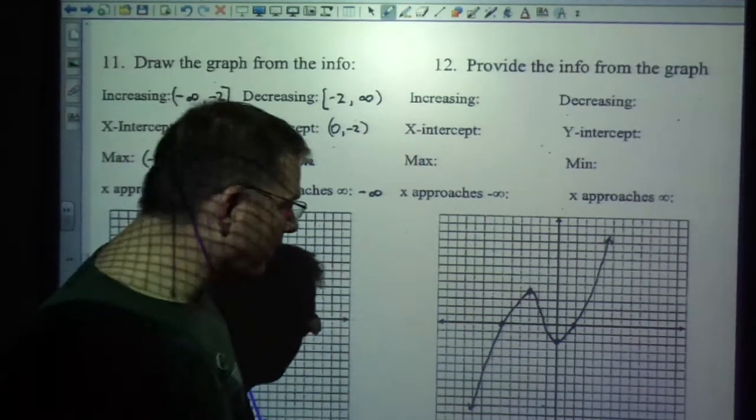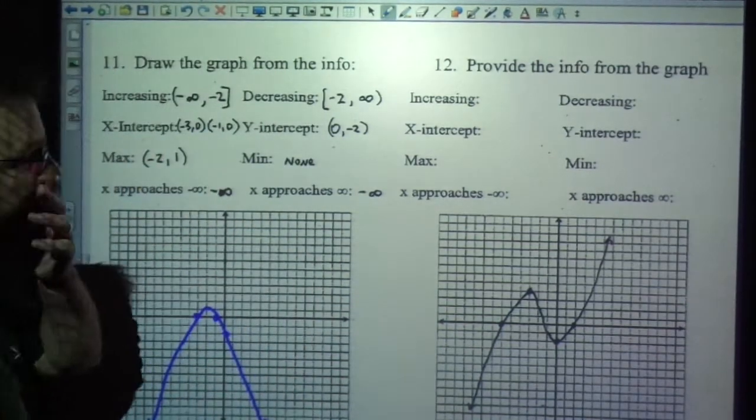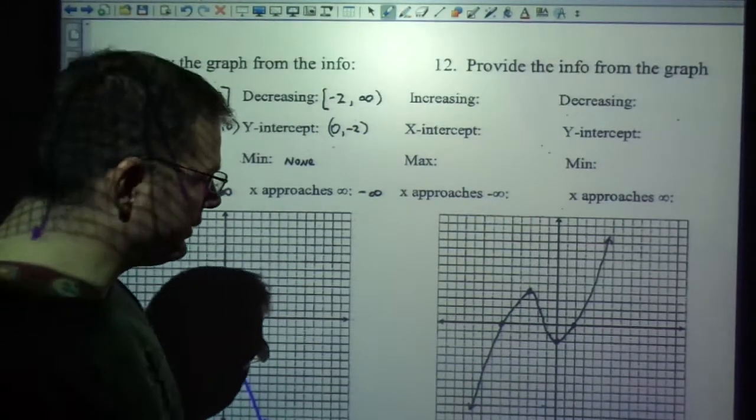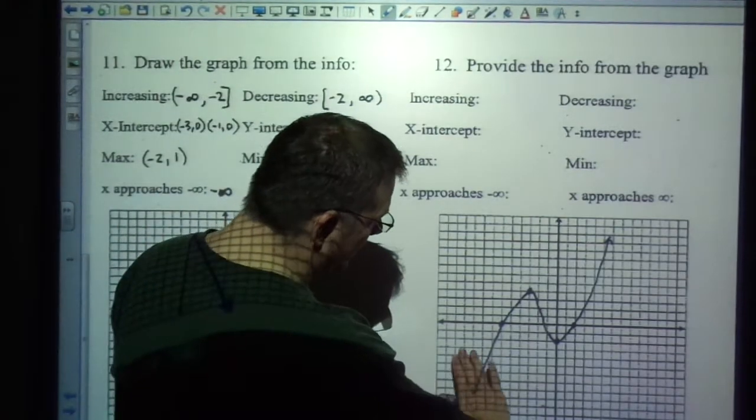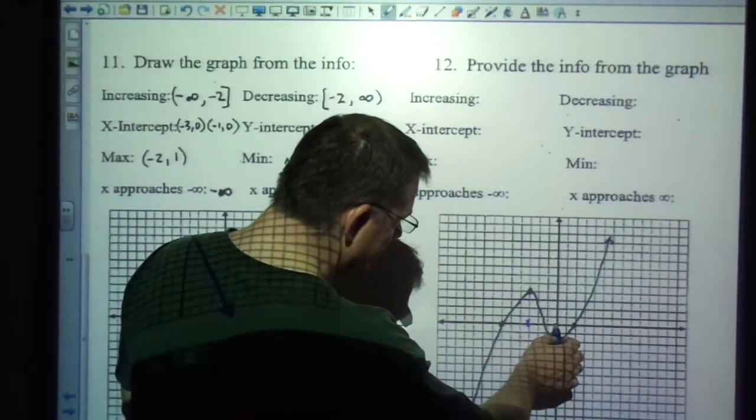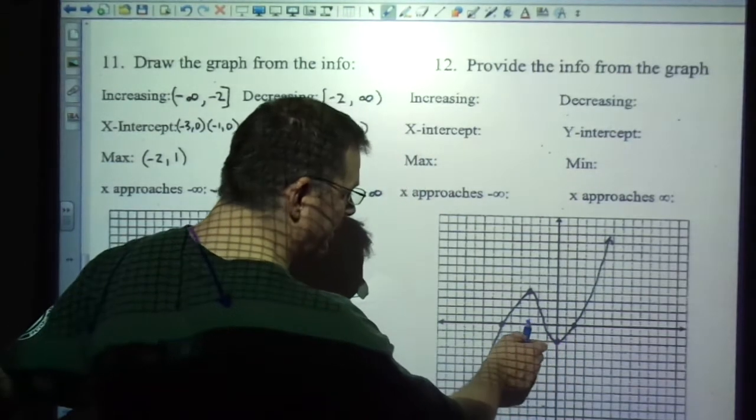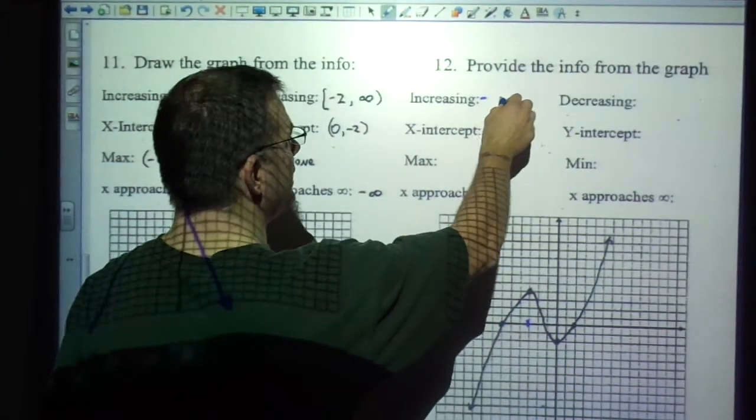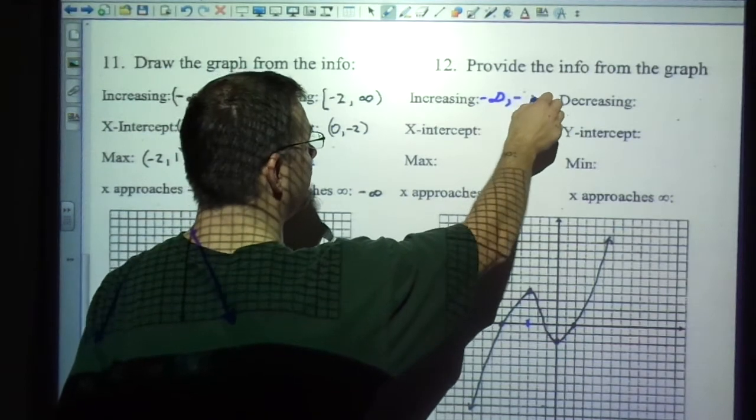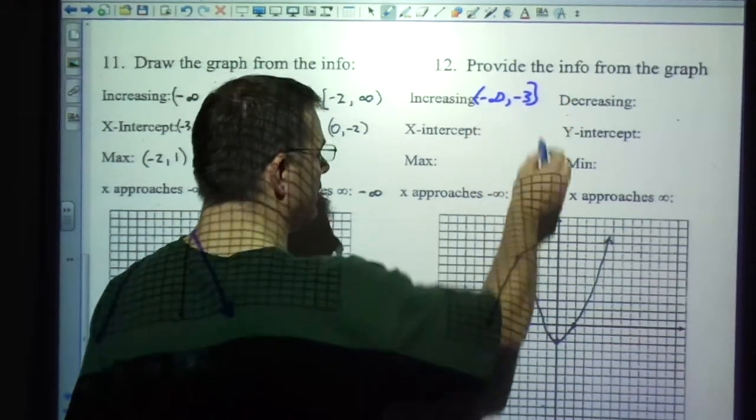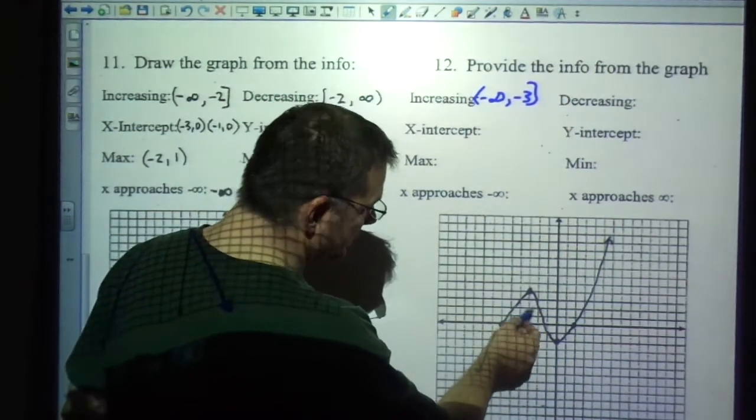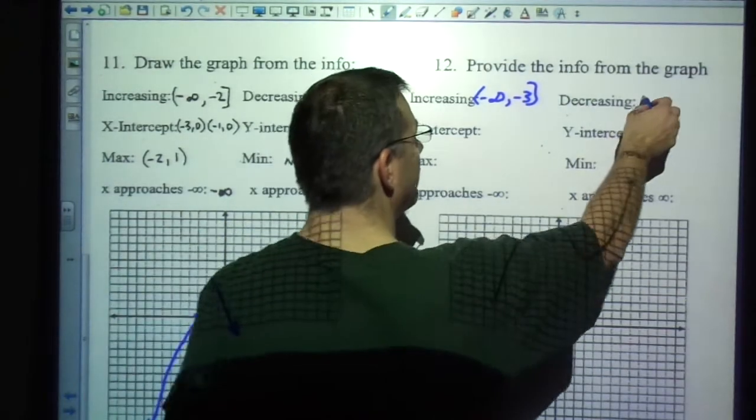This time I give you the graph, and I'm asking you for the information. Where is it increasing? From negative infinity up until here, what is this? 1, 2, 3. This is negative 3. So from negative infinity up to negative 3, it is increasing. And then it starts to decrease from negative 3 to 0.